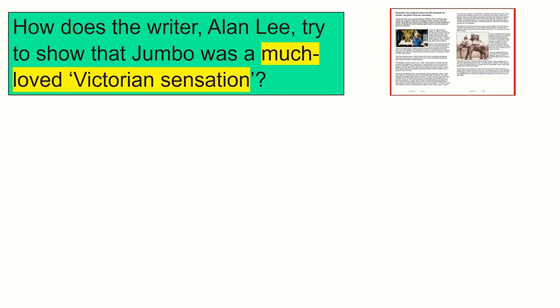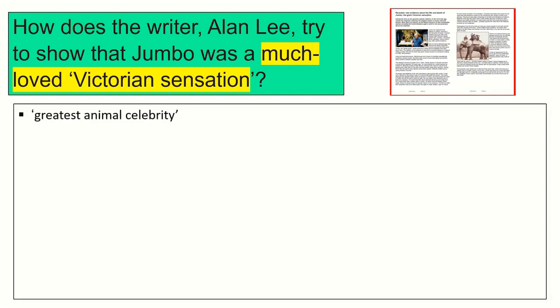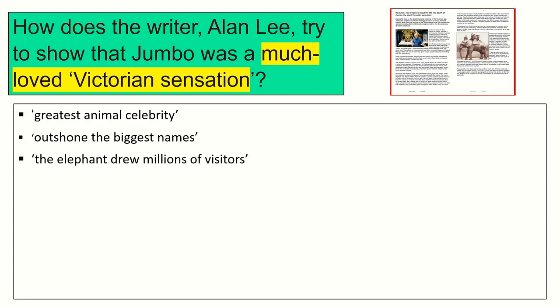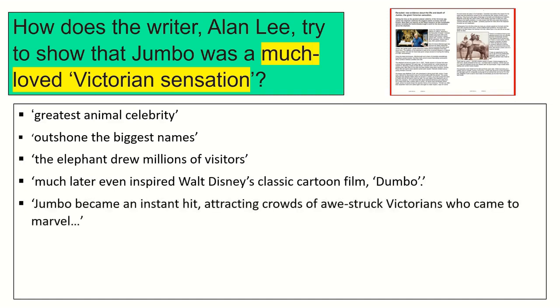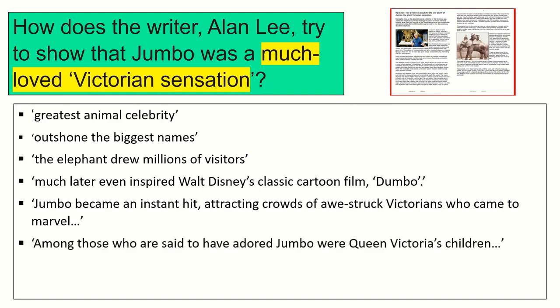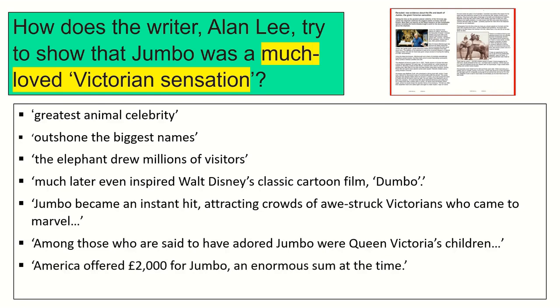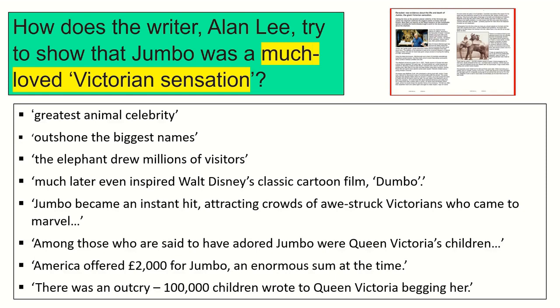So these are the quotes that I picked out for Jumbo being a much loved Victorian sensation. He's described as the greatest animal celebrity, outshone the biggest names. The elephant drew millions of visitors. Much loved, later even inspired Walt Disney's classic cartoon Dumbo. Jumbo became an instant hit, attracting crowds of awestruck Victorians who came to marvel. Among those said to have adored Jumbo were Queen Victoria's children. America offered £2,000 for Jumbo, an enormous sum at the time. There was an outcry. 100,000 children wrote to Queen Victoria begging her.